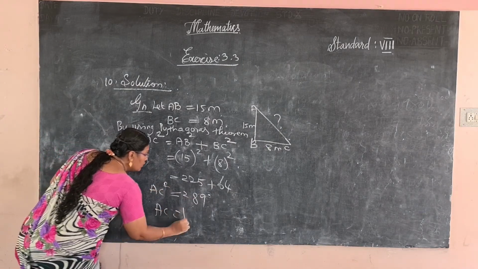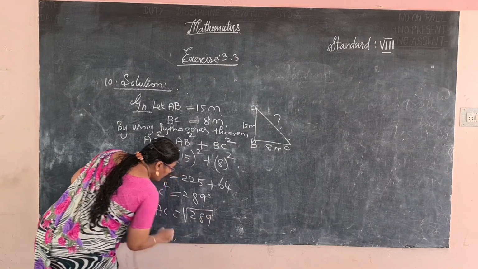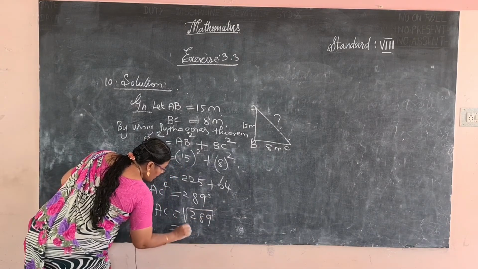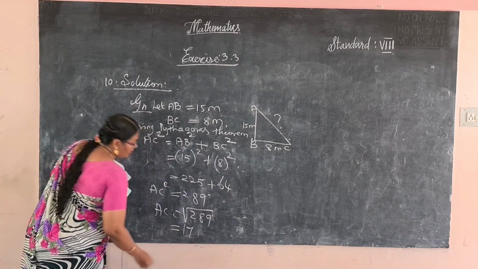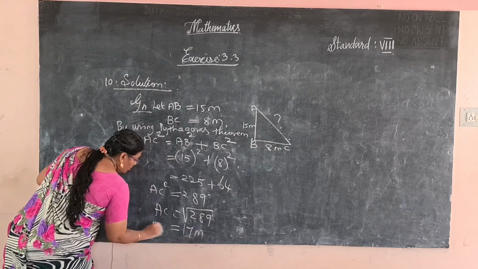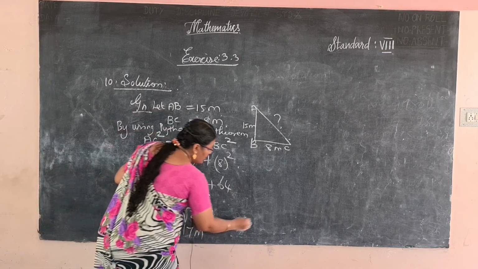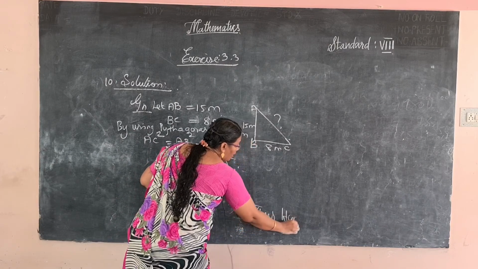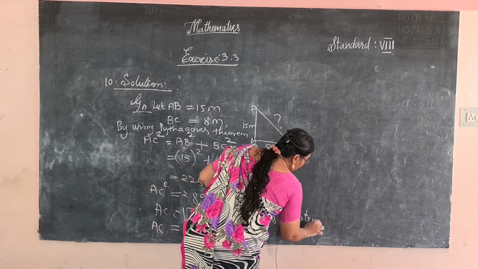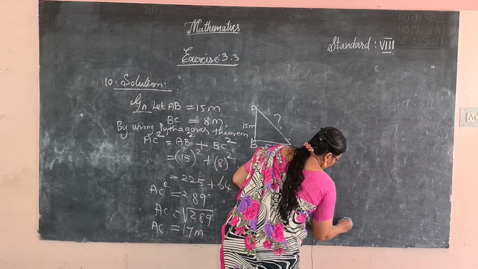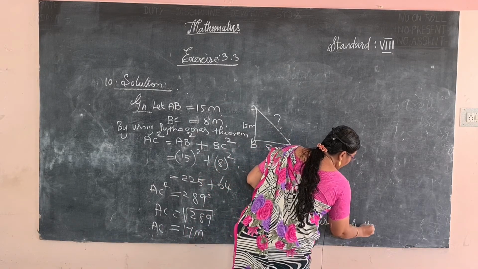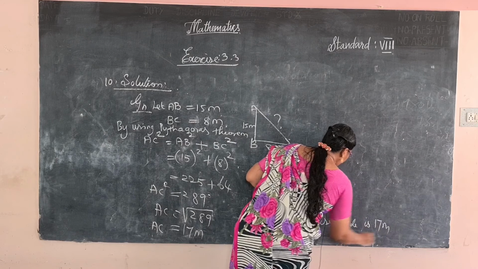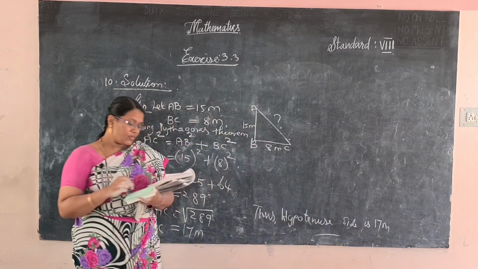So AC is equal to the square root of 289. The square root of 289 is 17. So the answer is 17 meter. Thus the hypotenuse side is 17 meter.